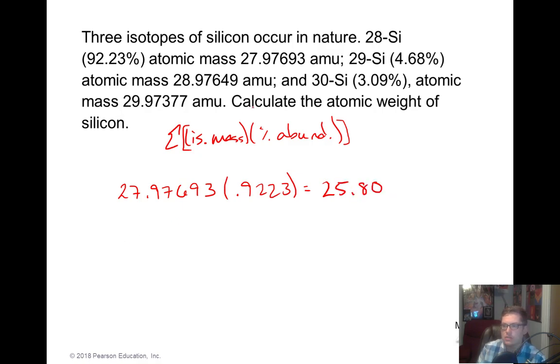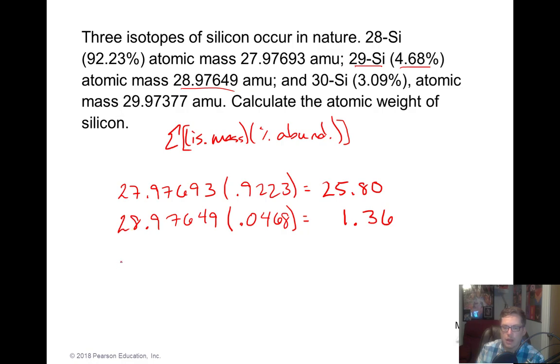Now we have to do the next one. The next one is silicon-29, and this is its mass, so we'll take 28.97649 times its percent abundance, which was 0.0468. Remember, we have to turn it into a decimal. We're going to multiply that out, so 28.97649 times 0.0468. Now this one only has 3 sig figs, so it becomes 1.36. And I recommend making sure the decimals are lined up here.